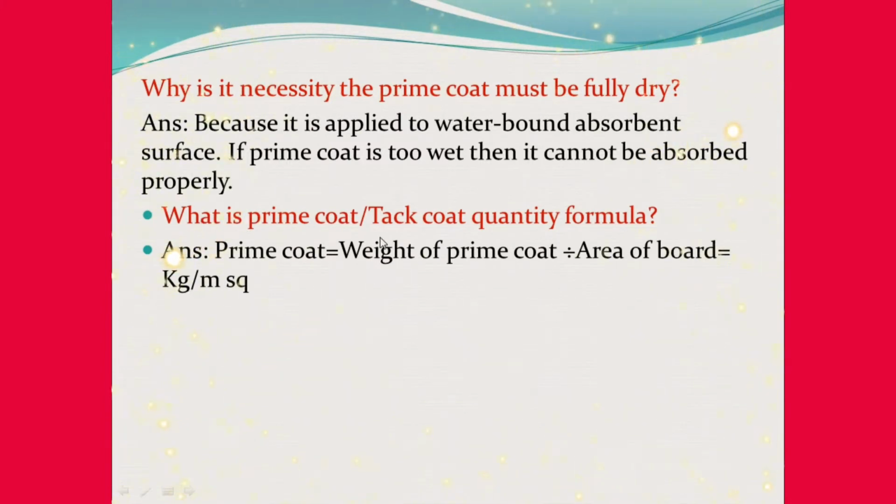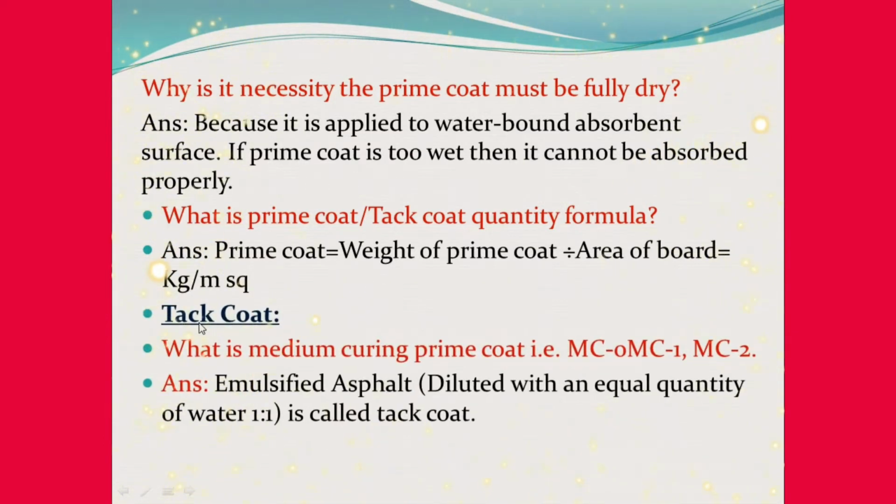What is prime coat or tack coat? Quantity formula. The answer is: prime coat quantity is equal to weight of prime coat divided by area of board, that is equal to kilogram per meter square. So what is tack coat? This is a related question about tack coat.